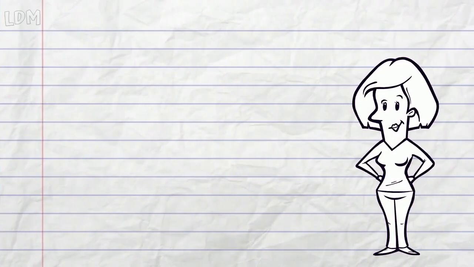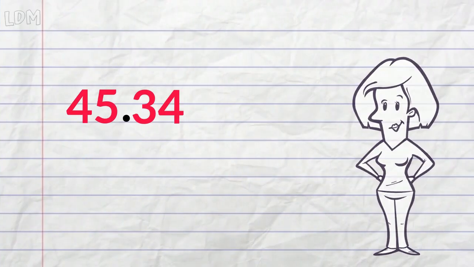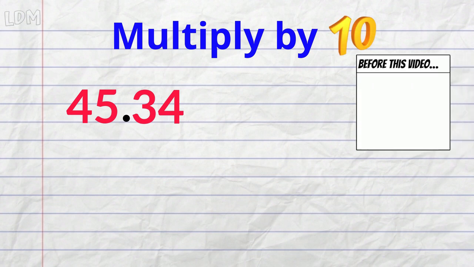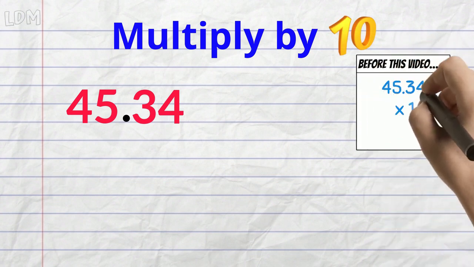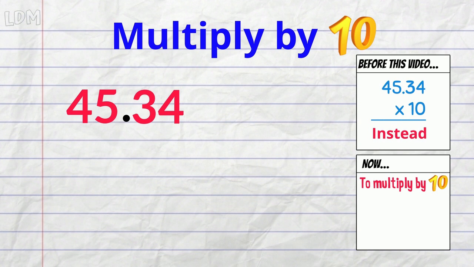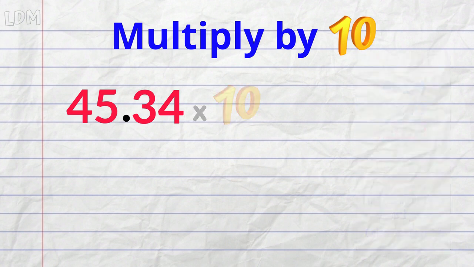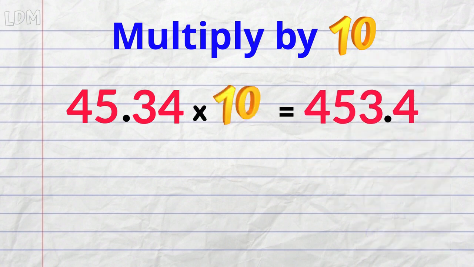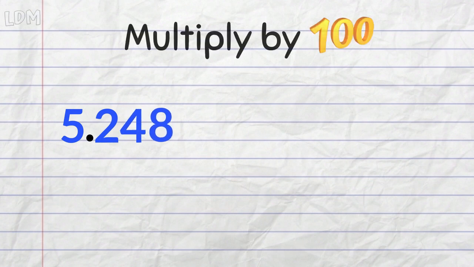Let's say I have the problem 45.34 and we've got to multiply it by 10. Before this video, you might have just set it up and worked out a multiplication problem, but you don't need to do that now, do you? Instead, now you know that to multiply by 10, you can move the decimal point one place to the right. So, 45.34 times 10 is 453.4.